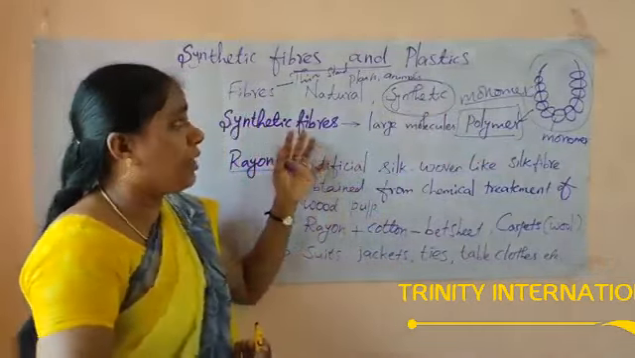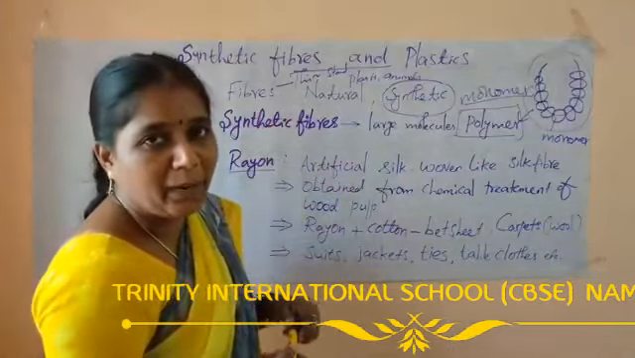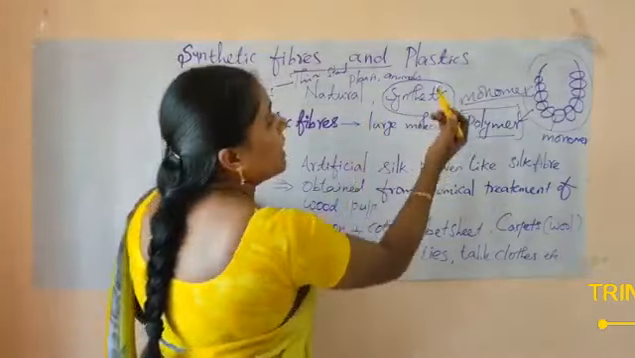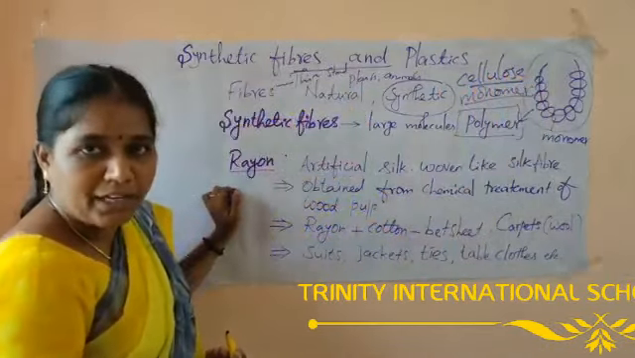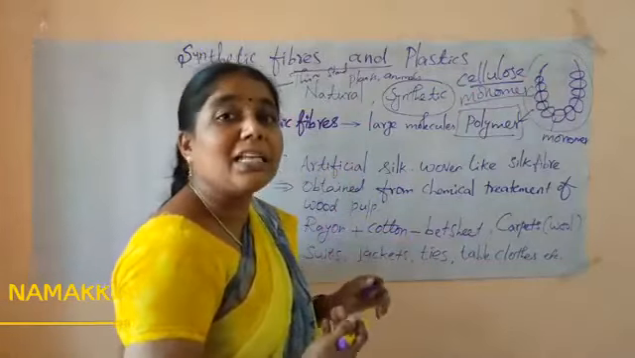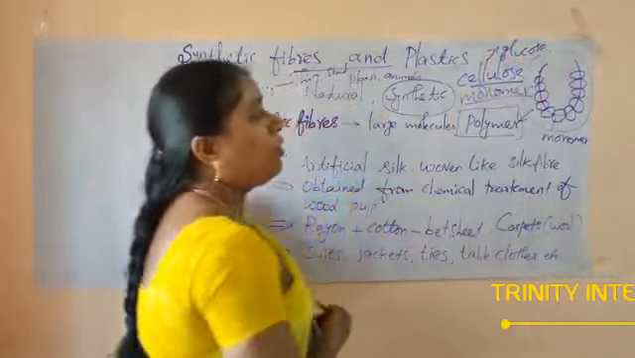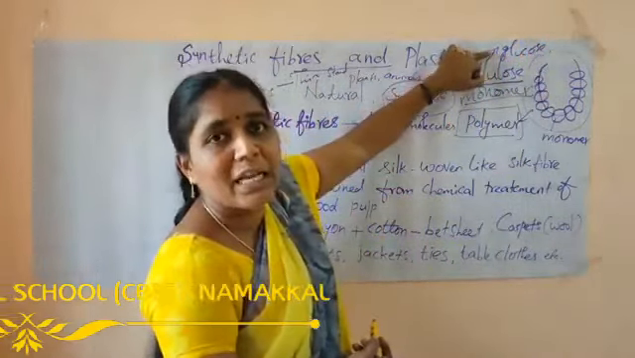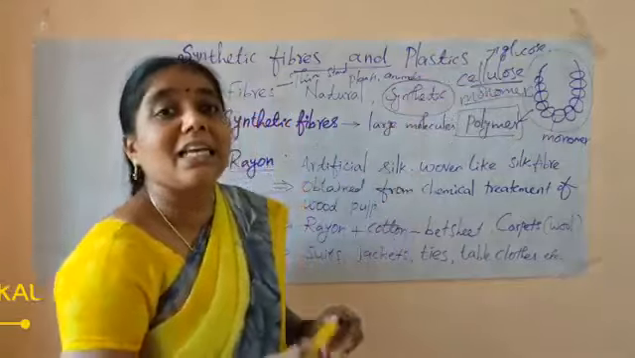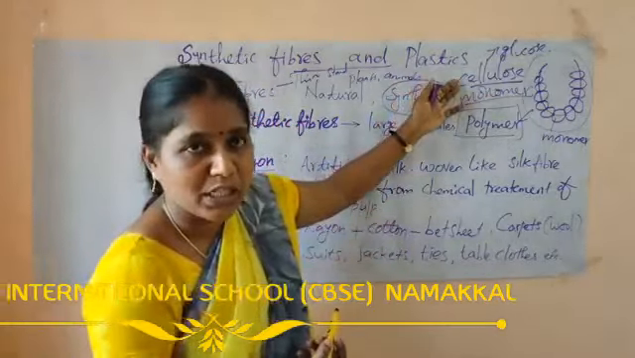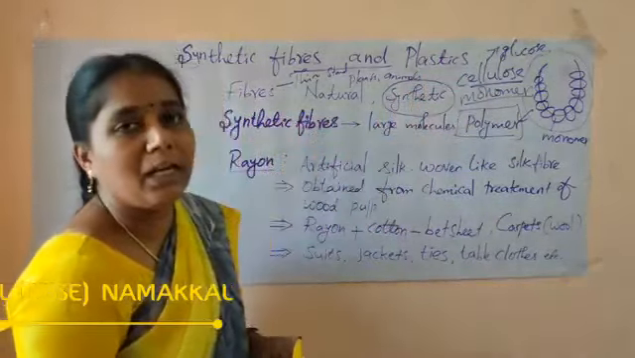Naturally we also have a natural polymer, that is cotton. Cotton is made up of a natural polymer, cellulose. It has many small units called glucose. The small monomer units, glucose units, combine together to form a large polymer, cellulose. Cotton is a natural polymer made up of cellulose. Same like this, synthetic fibers are also made up of large molecules called polymers.